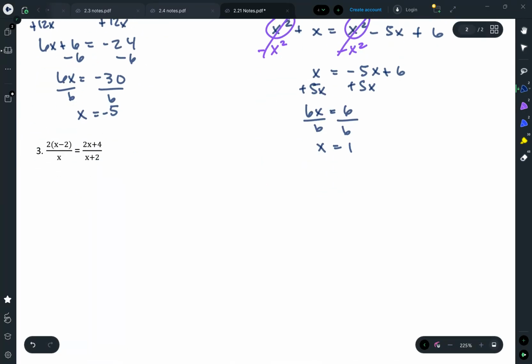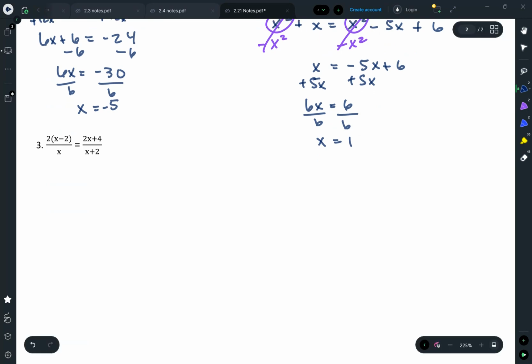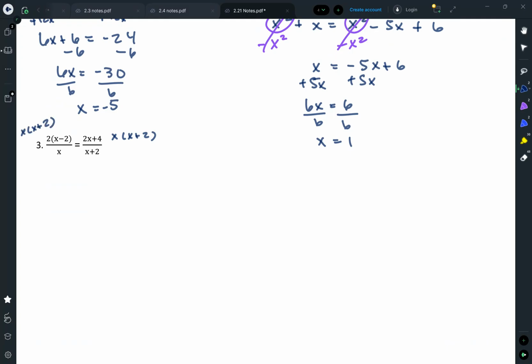On the last one, I would want to, again, multiply both sides by the denominators, x times x plus 2 on both sides, to cancel all my denominators out. So here the x's cancel. So I have a 2 times an x minus 2 times an x plus 2. On the other side, I would have, let's see, an x times a 2x plus 4. So on the left, I want to distribute the 2 at the very end. I'm recognizing how this is an x minus 2 and an x plus 2.